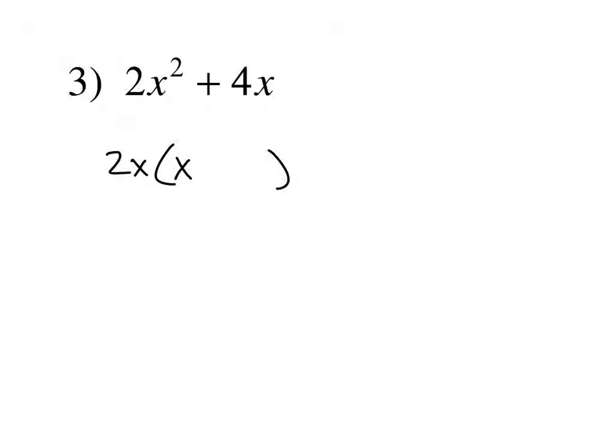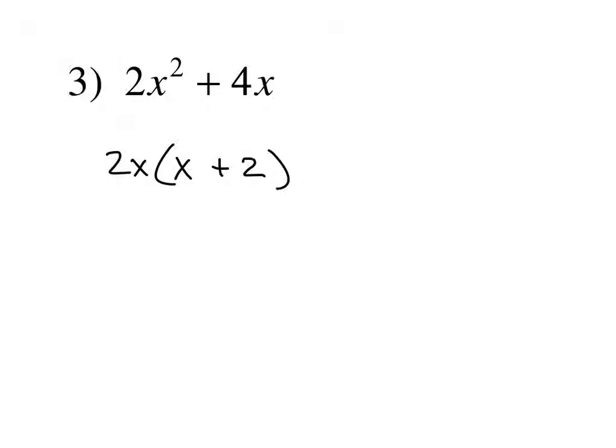Now 2x times what gives me 4x? 2. And it has to say plus 2, because we remember, we need a binomial. We're distributing here to get this term. We're then distributing there to get that term. Okay, we have to end up with a binomial.